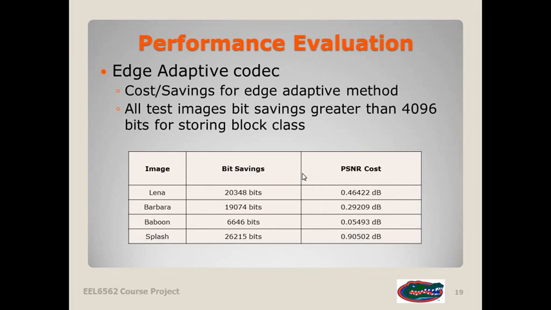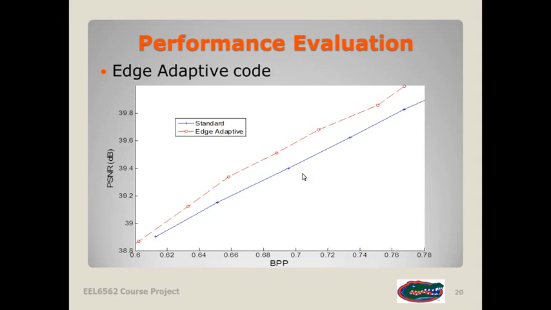The PSNR reduction using the edge adaptive method was always less than 1 dB and often very small. Even for the baboon image, where the bit savings was only 6,600 bits, we still were able to increase the bit savings greater than the 4,096 bits required for storing the block class. This shows a plot of PSNR versus bits per pixel for the standard and edge adaptive methods. As you can see, the edge adaptive method consistently outperformed the standard method.